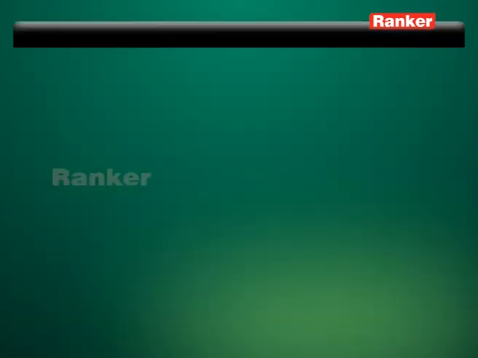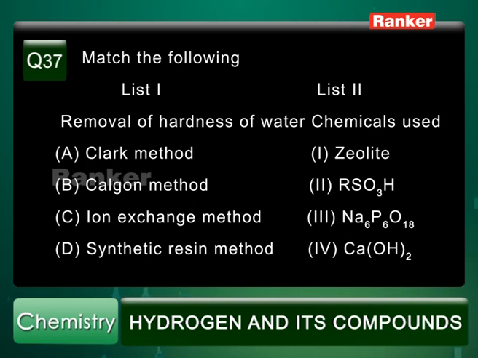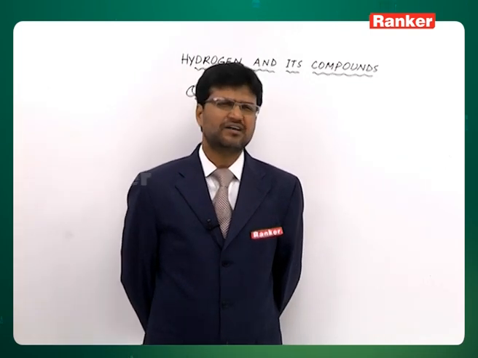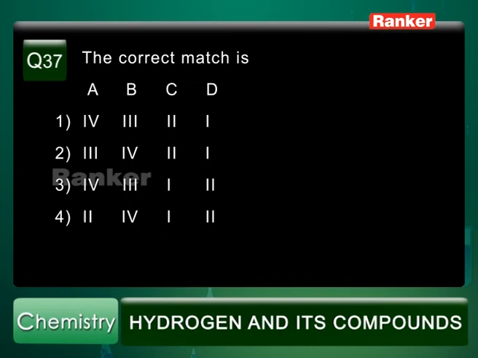Question number 37. We have list 1 with the methods of softening of hard water, and in the second list we have substances which are used for the purpose of softening of hard water. Look at the list 2. Zeolite is an ion exchanger. So, C should be matched with 1. RSO3H is a cation exchanger. So, it should be matched with D, synthetic resin method. Na6P6O18 is sodium hexametaphosphate called as calgon, and it is used for calgon method, and calcium hydroxide is used in Clark's method. Calcium hydroxide suspension is called as milk of lime, and it is used in Clark's method of softening of temporary hard water. So, the correct answer is third option.